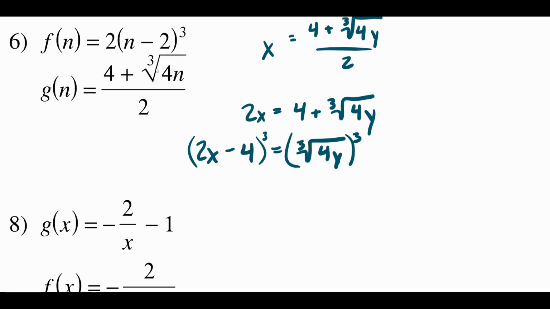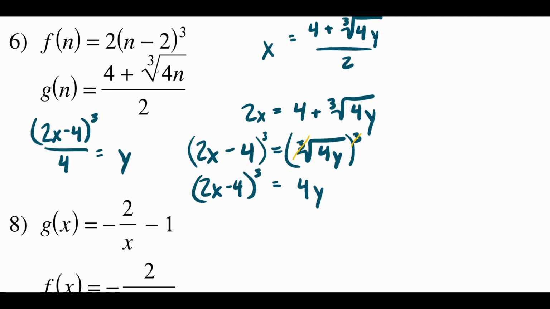So I'm going to get that 2x minus 4 cubed equals 4y, because the cube root will cancel out with that exponent of 3. Now my last and final step is just to simply divide by 4. So I'm going to have 2x minus 4 cubed, all over 4, equals y. Is that my original function f of n? It doesn't actually look like it, so let's see if we can manipulate this to make it look like 2 times n minus 2 cubed.